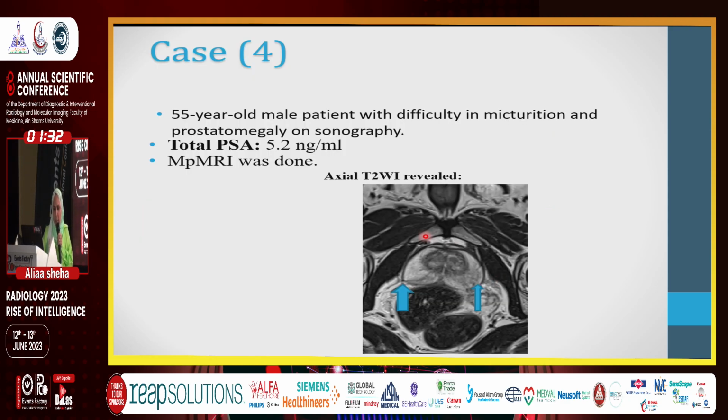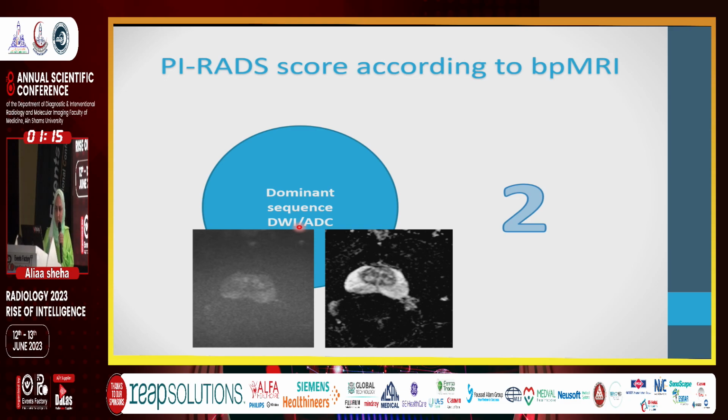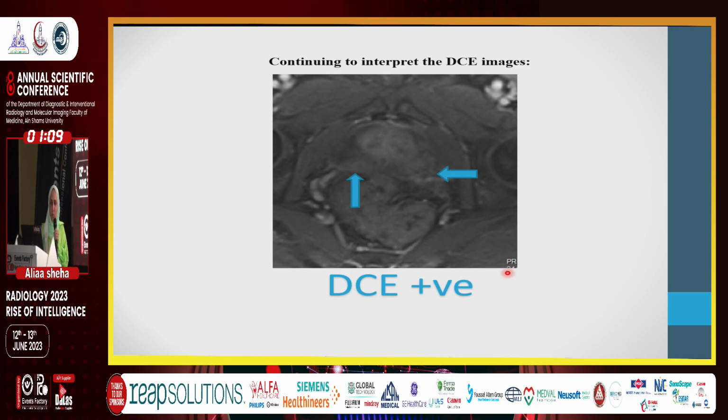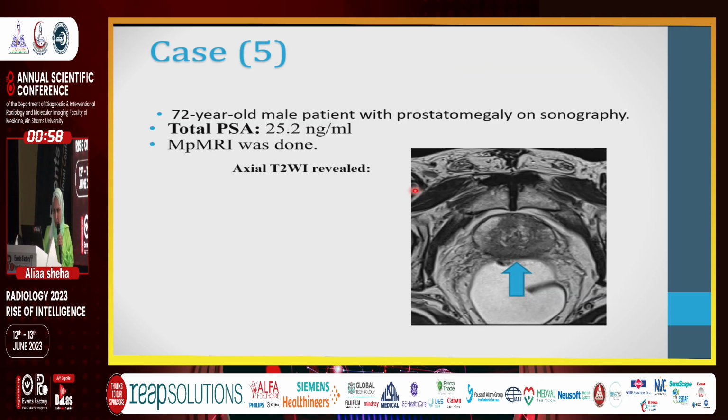There's another case of a 55-year-old male with total PSA 5. There is a faint triangular area of low signal within the peripheral prostate bilaterally. On diffusion, there is indistinct hypointensity bilaterally and indistinct diffusion restriction, which gave the lesion a PIRADS 2. Of course, in a PIRADS 2 lesion, the addition of contrast does not change the scoring. Here there was positive focal early enhancement, and the lesion remained as PIRADS 2 with benign prostatic hyperplasia and prostatitis as the final diagnosis.